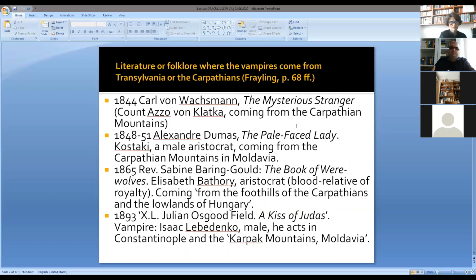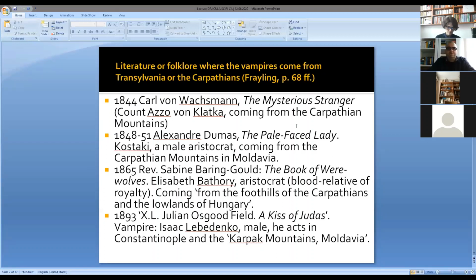But from these semi-historical, semi-fictional accounts, there appeared in the 19th century a very rich literature about vampirism, which became part of English, French, and German Gothic literature. There are some accounts about vampires in the regions of nowadays Romania. For example, there is the work by Carl von Spazier, The Mysterious Stranger. And actually, this is literature, this is not a historical account. In 1844, the character is Count Aco von Klatka. He is coming from the Carpathian Mountains.